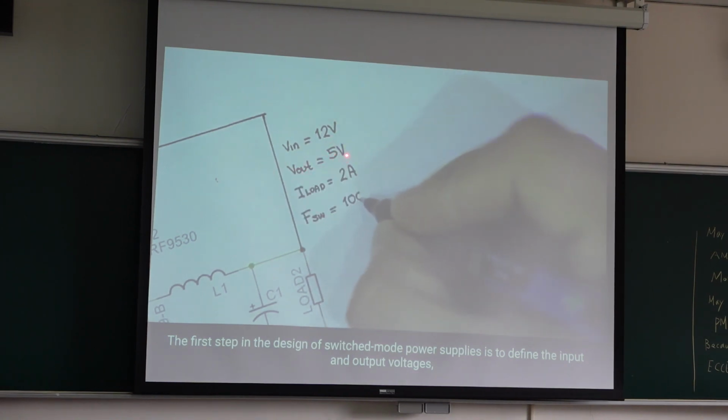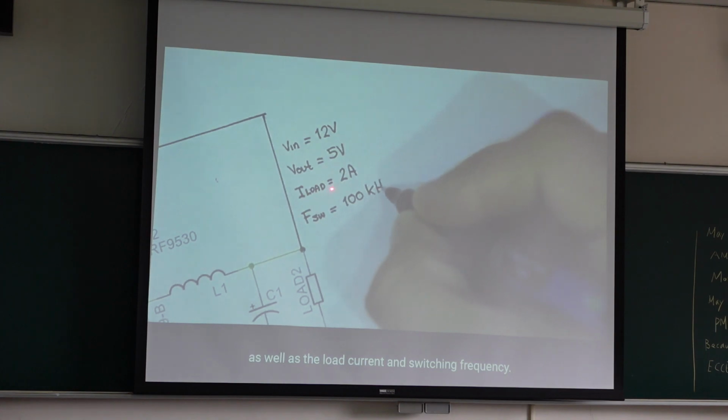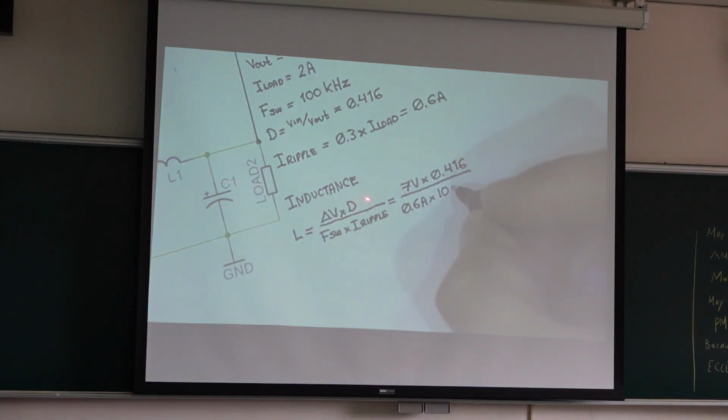El primer paso en el diseño de fuentes conmutadas es definir los voltajes de entrada, 12 volts, y de salida, 5 volts, así como la corriente de carga, 2 amperes, y la frecuencia de operación, 100 kHz.